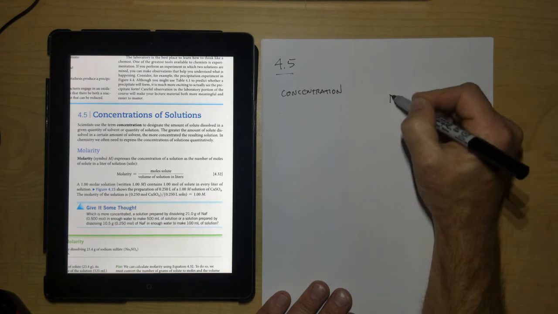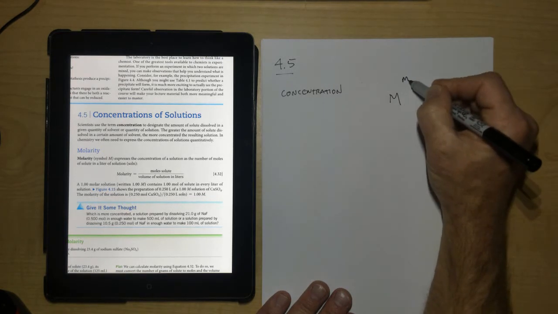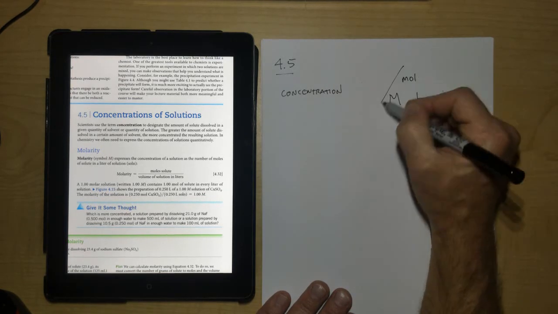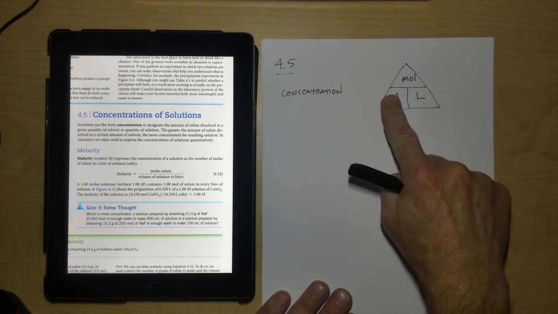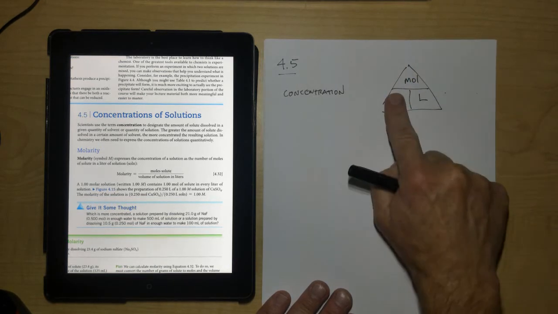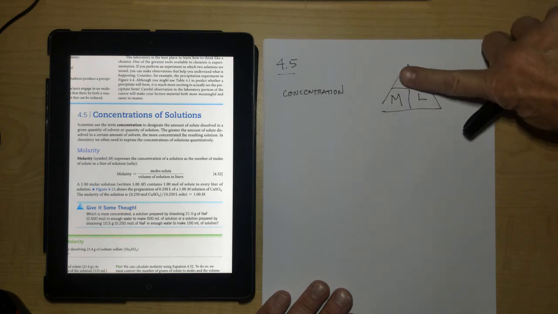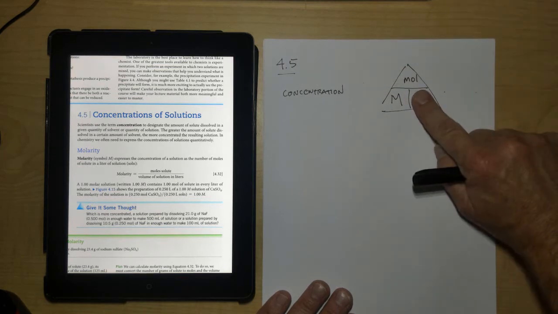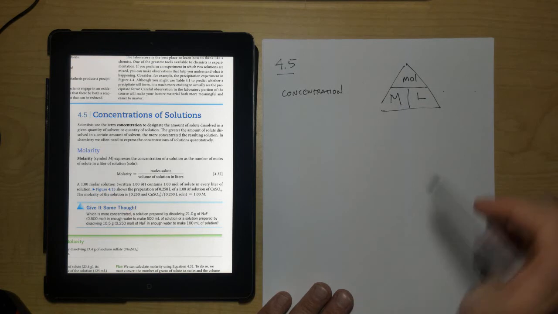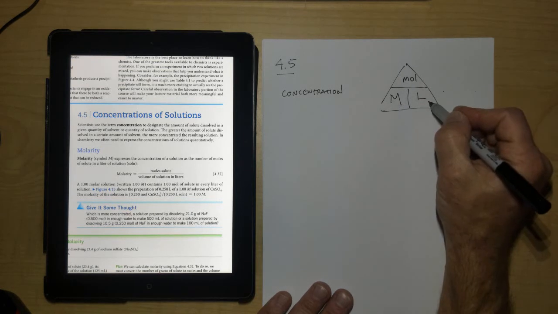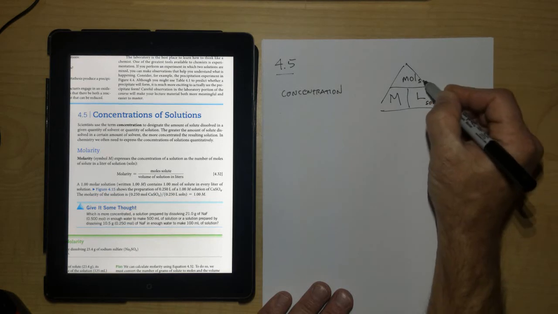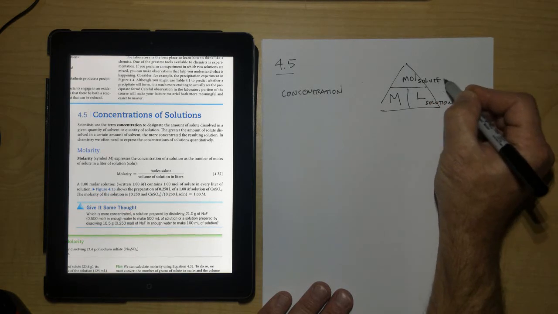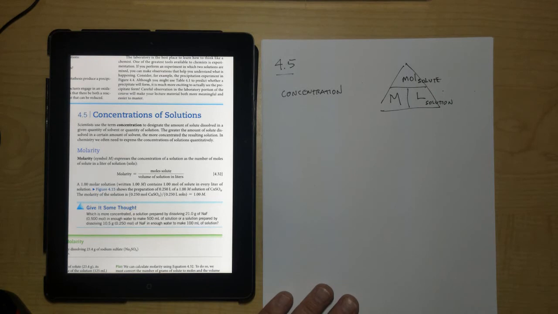And concentration is measured in a unit called molarity. Molarity is equal to moles divided by liters. I always write it as a triangle like this, where molarity is equal to moles divided by liters. If you want to know moles, take molarity times liters. If you want to know liters, take moles and divide it by molarity. So this is always liters of total solution, and this is always moles of the solute. That's the thing that's dissolved in the solution.